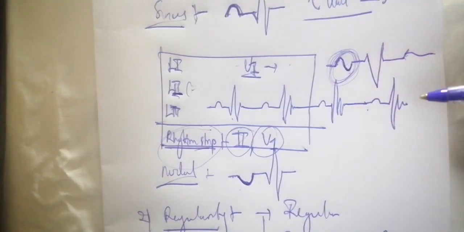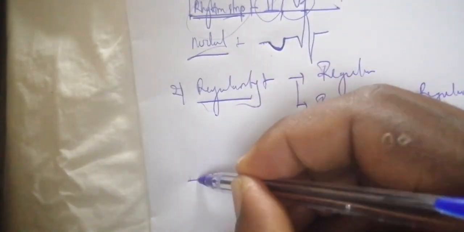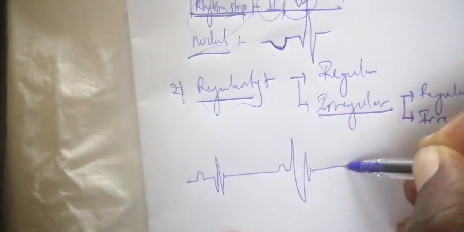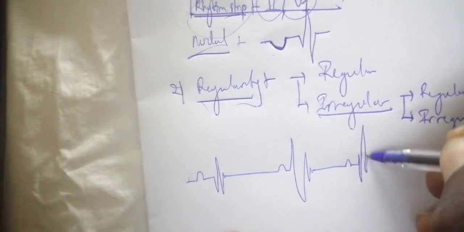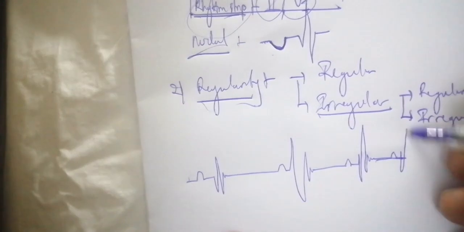Now, if it is irregular, let's say you have instead another ECG like this: a P wave, the QRS complex, then a P wave, the QRS complex, then a P wave, then the QRS complex, then a P wave, the QRS complex.